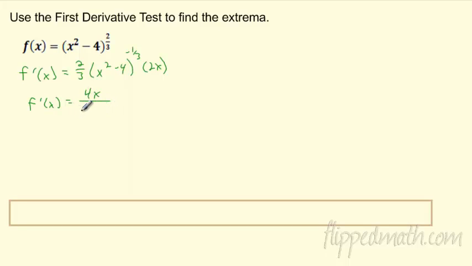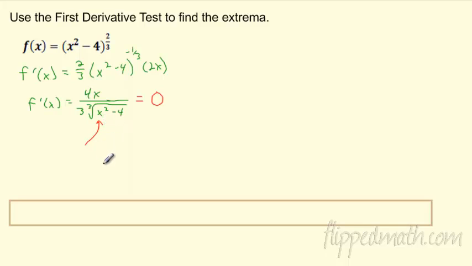On bottom, I'm going to have 3 times, the negative moves it to the bottom, so this is the cube root of x squared minus 4. So this is pretty crazy here. There's my derivative. So I want to know any possible critical points will be when this equals 0 or it's undefined. Well, check it out before I even solve it. This could be undefined in this case.